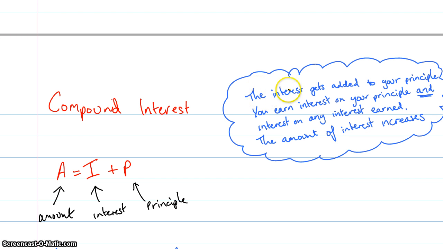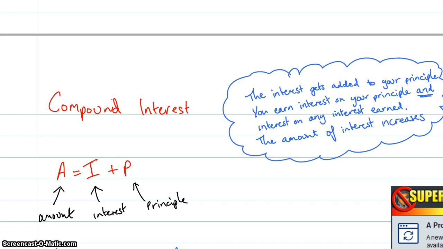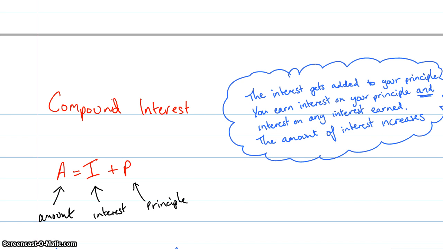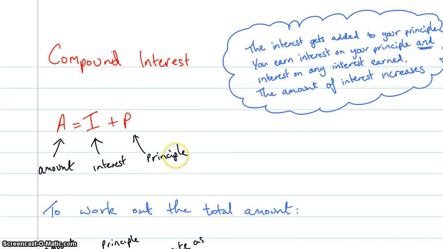So as I said, the interest gets added to your principal, so you earn interest on your principal and on any interest earned as well. So the amount of interest also increases as well. So that's where things get higher and higher. So yeah, your actual amount that you either owe or have gets higher and higher. This is still true, A equals I plus P. That's still true. We can still work that out.